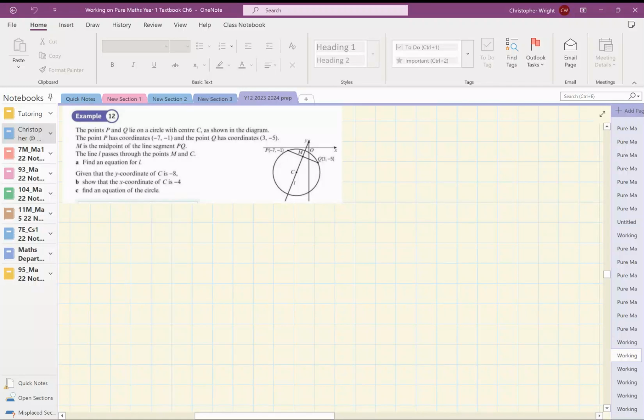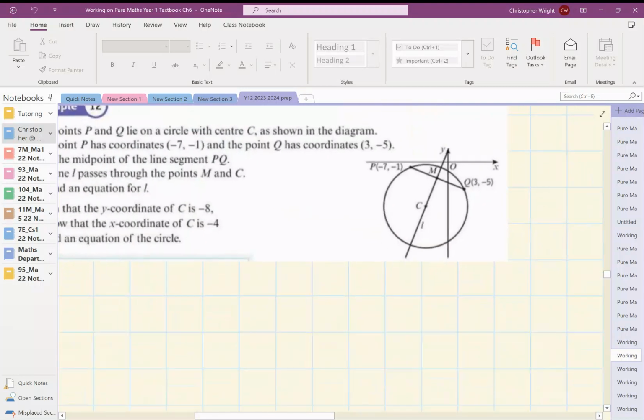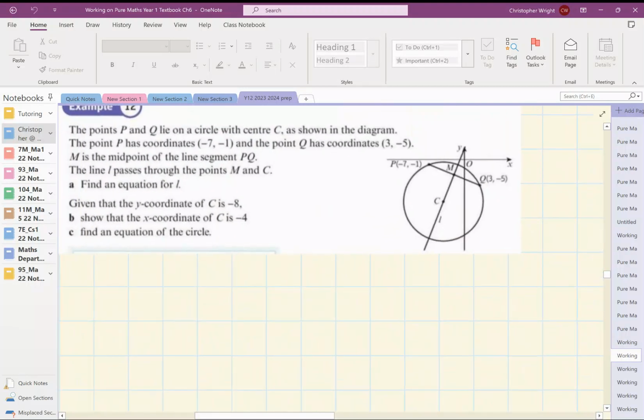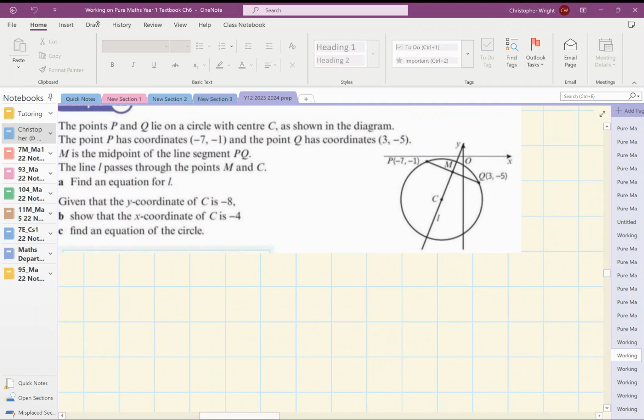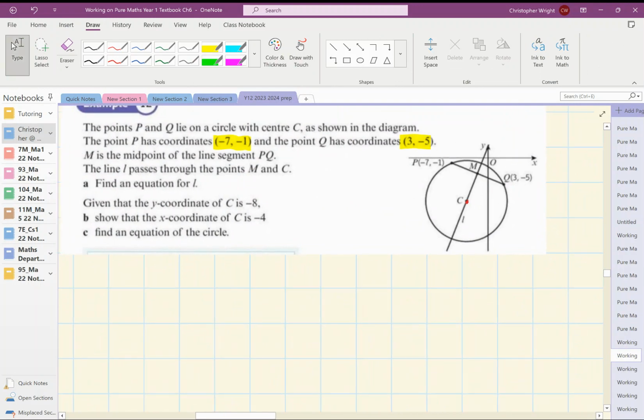Example 12. Now, there's quite a lot in this question. You've got P and Q, which are on this circle, and you know that C is the center of the circle. Here it is, the center. You know the coordinates of P and Q, and you know that M is the midpoint.